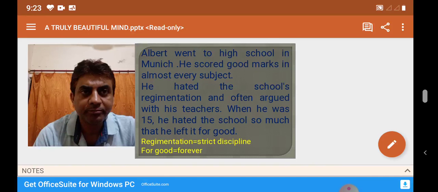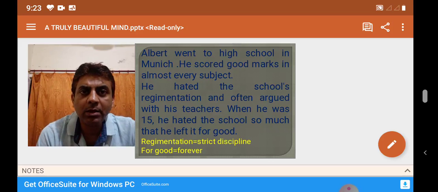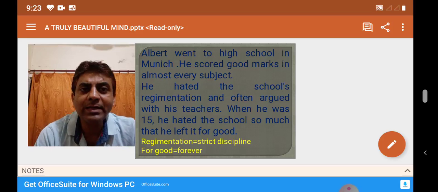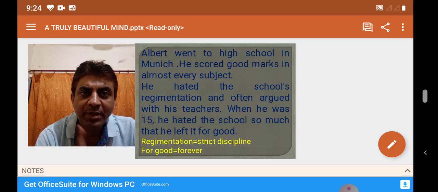Albert joined the school in Munich for his higher education, and he was performing well and scoring good marks in almost every subject. But he didn't like the school's regimentation, means the strict discipline of the school, and he often clashed with his teachers. At the age of 15, he left the school forever because he hated that school.